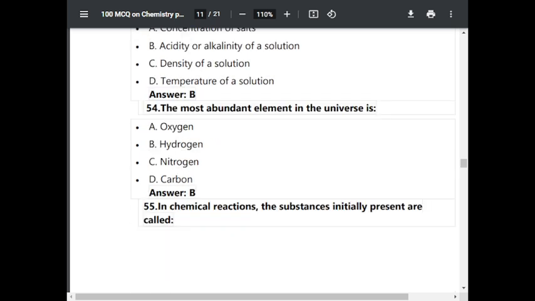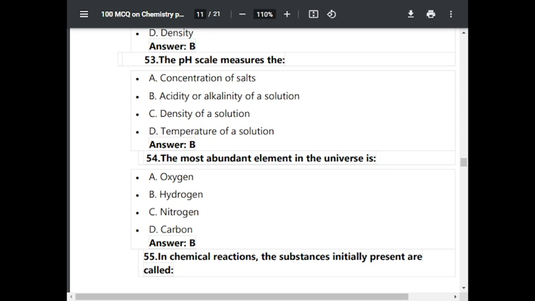Question number 53. The pH scale measures the. Option A, concentration of salt. Option B, acidity or alkalinity of solution. Option C, density of a solution. Option D, temperature of a solution. The correct answer is B, acidity or alkalinity of a solution. The pH measures acidity or alkalinity of a solution.